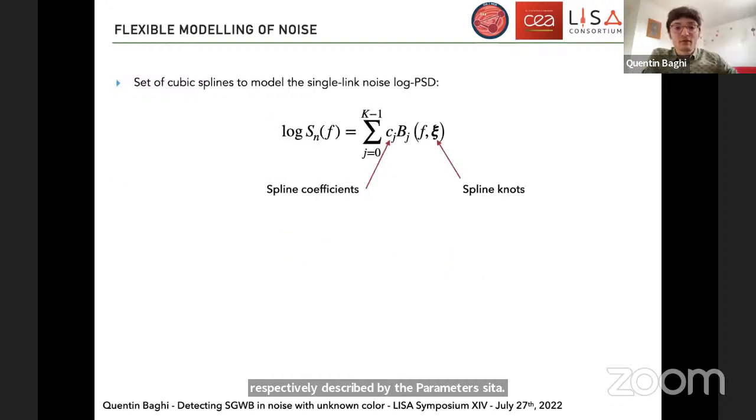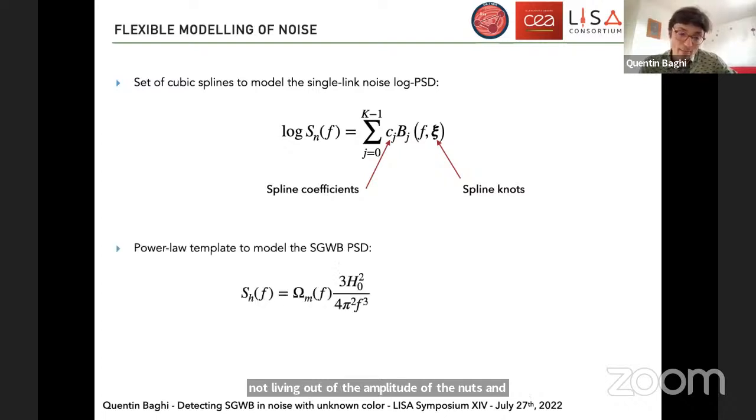And so here is the modeling of the noise that we adopt. We assume that the log power spectral density of the noise can be expressed as a sum of spline functions. And so this is agnostic with respect to any noise model. And the parameters that we estimate are the spline coefficients and the spline knots, or more precisely, the frequency knot locations, and also the frequency knot levels, the amplitudes of the knots.